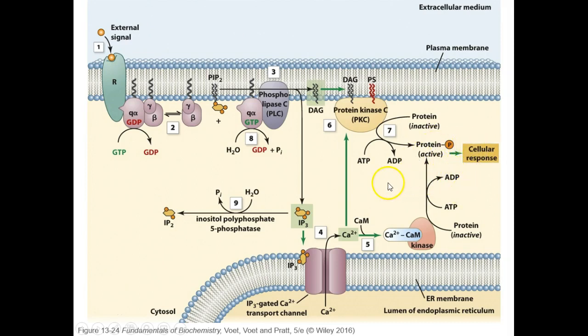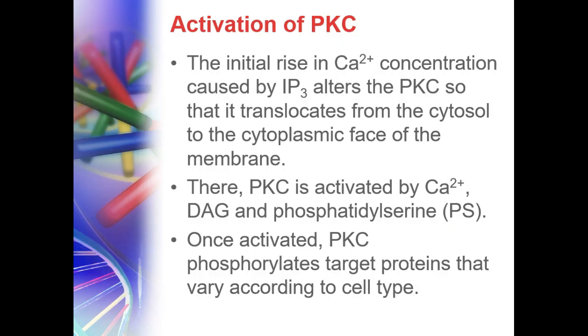So there are lots of kinases that are active in this signaling pathway that phosphorylate proteins and lead to a cellular response, and that response depends on the cell that you're in. So again, the concentration of calcium rises because IP3 opened those gates and allowed the calcium to come in from the ER. So that alters the protein kinase C conformation. It translocates from the cytosol to the cytoplasmic face, and then protein kinase C needs calcium, diacylglycerol, and phosphatidylserine. Once it has all of those things to activate it, protein kinase C goes around and phosphorylates various target proteins.